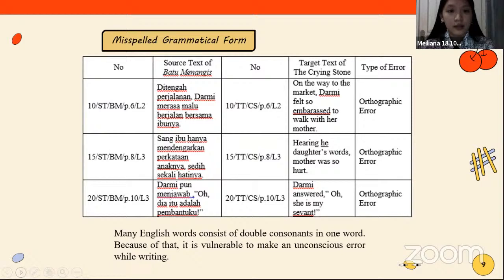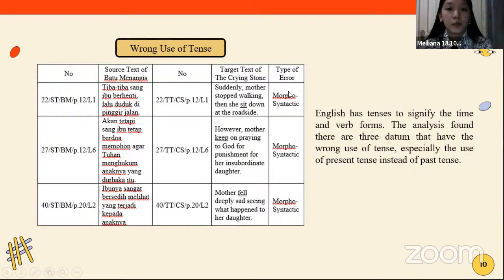And then the next is the wrong use of tense. It is a morphosyntactic error. So English has tenses to signify the time and also verb forms. And these are three data that I found with the wrong use of tense. It is using present tense instead of past tense. So in the first data, number 22, tiba-tiba sang ibu berhenti lalu duduk di pinggir jalan. It is translated into suddenly mother stopped walking, then she sit down at the roadside.